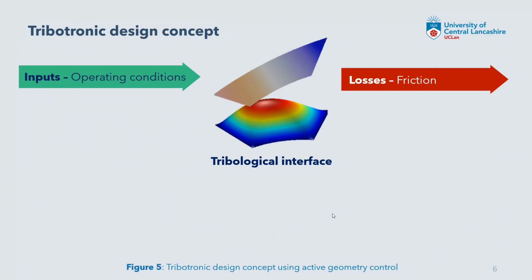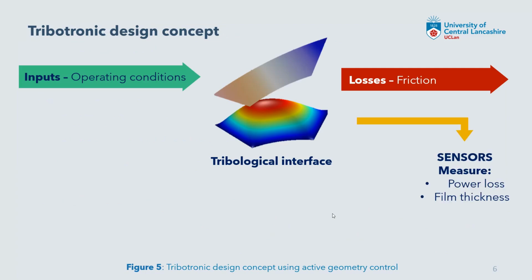For those who are unsure what tribotronics is, it's an amalgamation of a tribological component, a tribological interface, with electronics. So this is just the passive design. As you can see, there are inputs which are the operating conditions, such as the load, the speed, and the lubrication supply, and then the outputs of losses and friction. Now, the bearing can't react to these losses and provide feedback to optimize different characteristics.